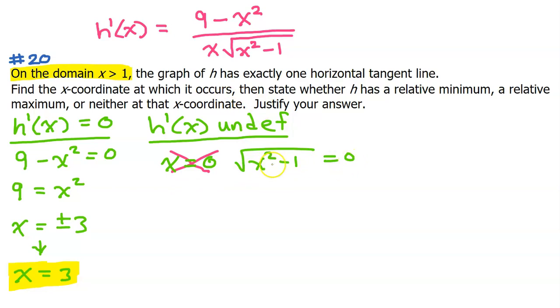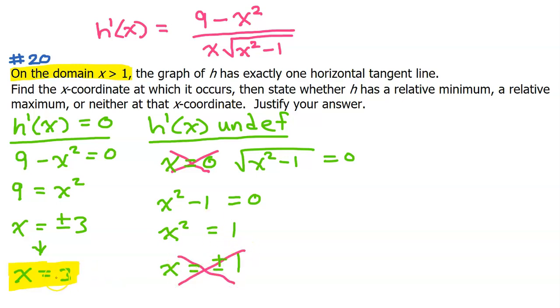If you square both sides, right away the radical goes away. So really we just have x squared minus 1 must equal 0. Adding 1 to both sides, we have x squared is equal to 1. Taking the square root of both sides, we have x is equal to plus or minus 1. However, restricted domain strikes again. x is greater than 1, not equal to 1. So both of these are out. So this is the only possible location of the relative max or relative min.